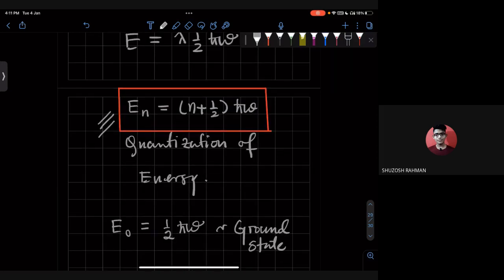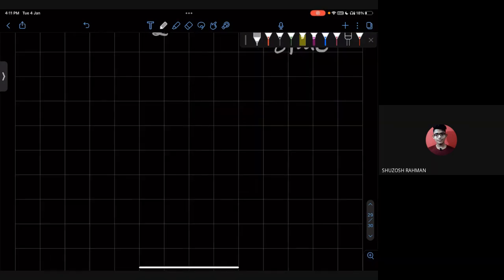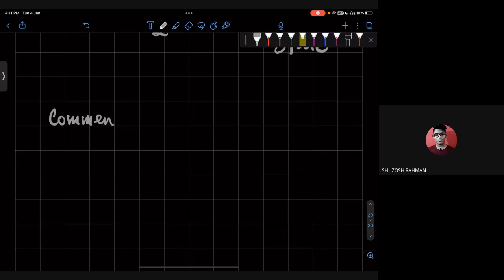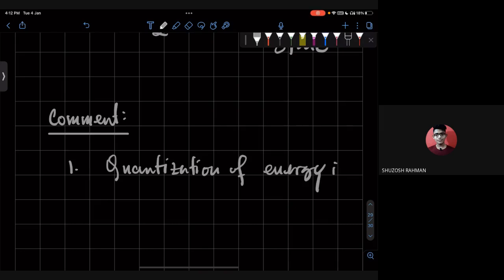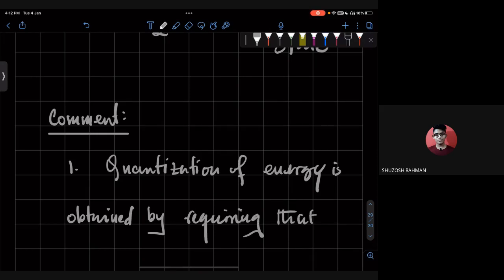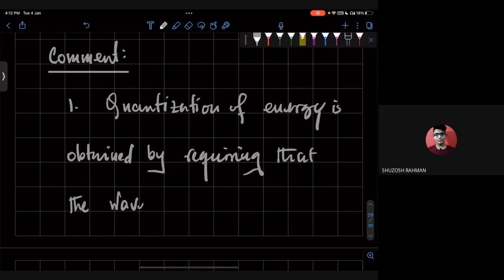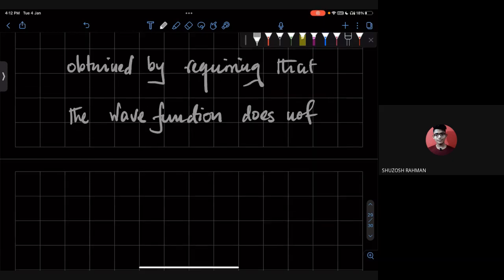Okay, so this comes from, let me just make the comment. The comment is that quantization of energy is obtained by requiring that the wave function does not diverge. Okay. All right.